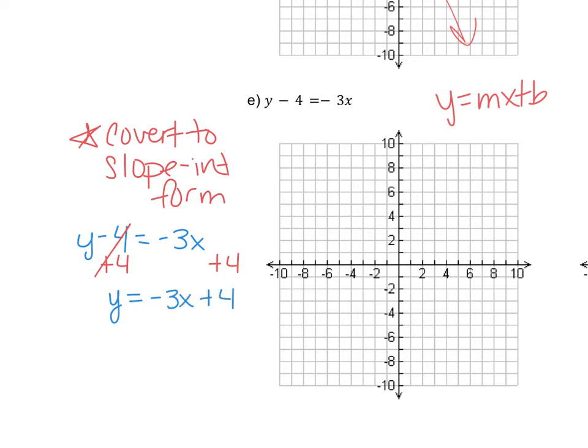It's in slope-intercept form. So my slope, what's that going to be? Negative 3. Then your y-intercept is going to be at 0, 4. So start at your y-intercept, put a point. Now it's negative 3, so we're going to go down 3 over 1, down 3 over 1. I'll do it one more time just for fun.